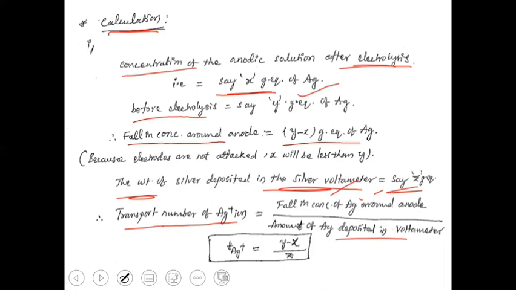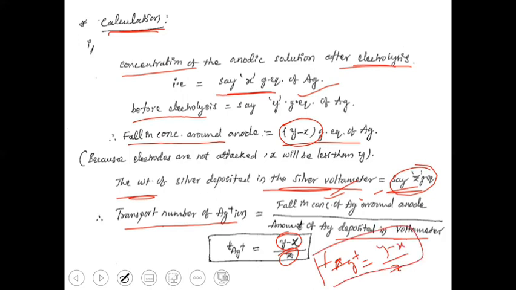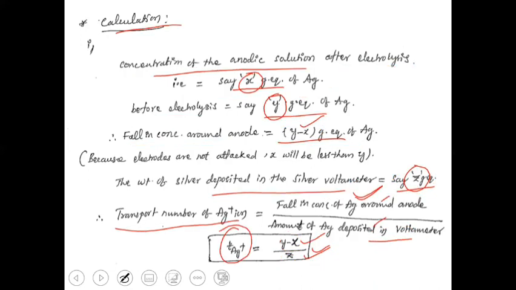The fall in concentration of silver around the anode is Y minus X, and the amount of silver deposited in the voltameter is Z. So finally, T Ag plus is equal to Y minus X by Z. This way you can calculate the transport number of cations. In this way, you can calculate the transport number of the silver ion using the Hittorf method.